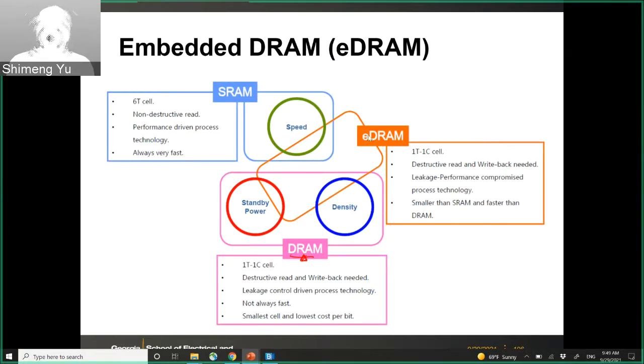Here we are going to discuss the eDRAM, the embedded DRAM. This one is integrated on the same die as the processor, like your CPU or GPU. So it is typically used for the last level cache, or you may use it for the global buffer for your machine learning accelerator. For example, like Google's TPU, you can use eDRAM as a global buffer. So the eDRAM tries to bridge the gaps between the SRAM and DRAM in terms of speed, power, and density.